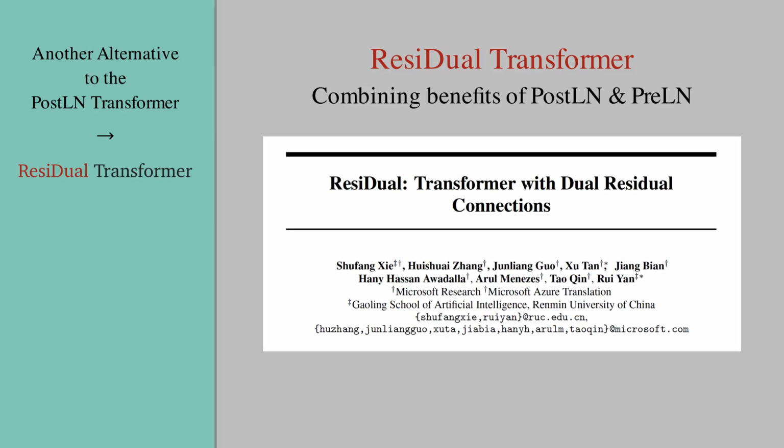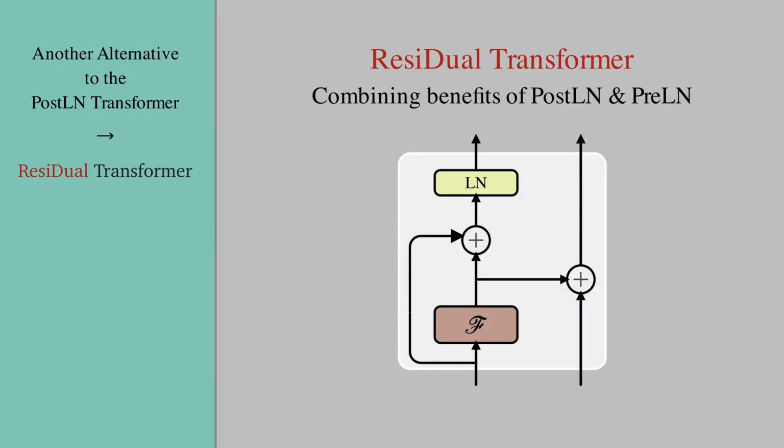Another alternative which combines the benefits of both PostLN and PreLN is called the residual architecture, which is proposed in this paper titled Residual Transformer with Dual Residual Connections. The repeating block of the residual architecture is shown here with two parallel branches that are interconnected with a horizontal link. The branch on the left resembles the PostLN block, and in order to facilitate the free flow of gradients, the second branch connects consecutive layers together without any impediment.